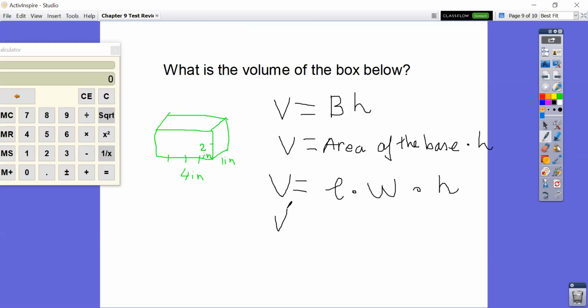So plug it in. Length is 4, width is 2, the height of the box is 1. That's what I see, okay? Or some of you see like, oh, I see the height is 2, the length is 4, the width is 1. It doesn't matter because it's 3D, 3 dimensions. Depends on how you look at it, depends on your angle, okay? So my answer is going to be 8 cubic inches, okay? All right, is there any question?